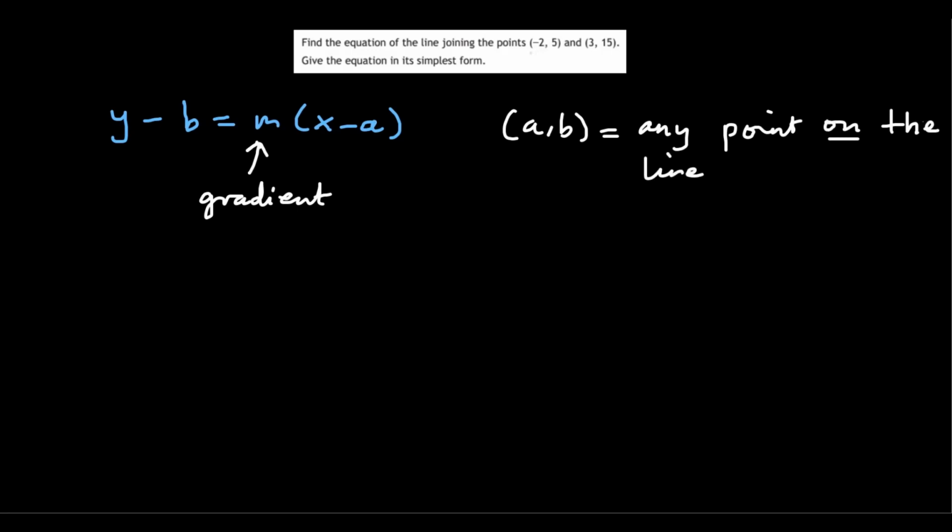So that's just any point whatsoever on the line. These 2 points would work, for example, because they're points on the line. Okay, so let's label the points x1, y1, and then x2, y2. And if you haven't done this before, by the way, please watch my video on the gradient formula. That will show you how to find the gradient from 2 points. So the formula is m equals (y2 minus y1) over (x2 minus x1).